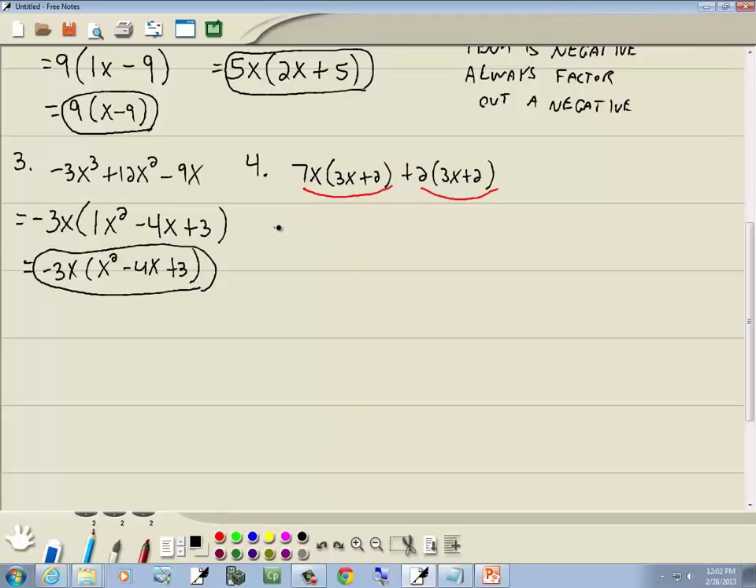Well, if we look at what they have in common, sometimes you have numbers in common, sometimes you have x's to a power in common, sometimes you have anything in common. See how these both have a 3x plus 2 in common? So I'll factor out a 3x plus 2. Now you can cross out the 3x plus 2's to see what goes in your second set of parentheses. So if I cross out the 3x plus 2's up here, we're left with 7x plus 2. And that's what goes in our second set of parentheses. And that's our answer.